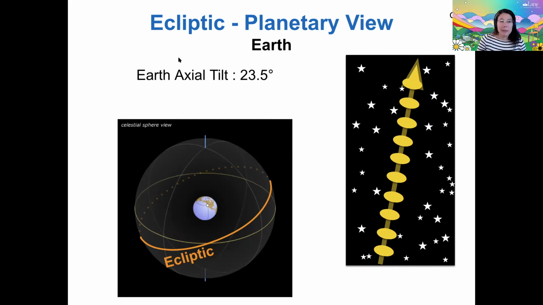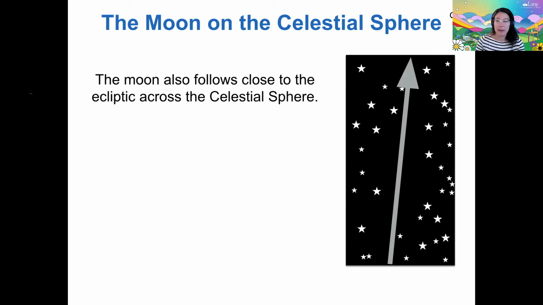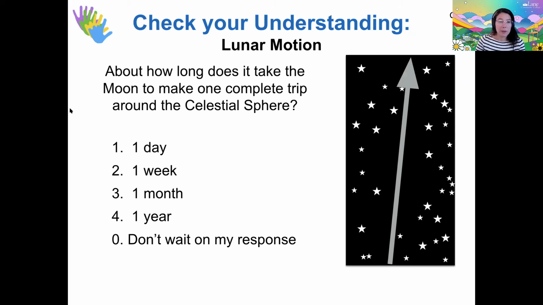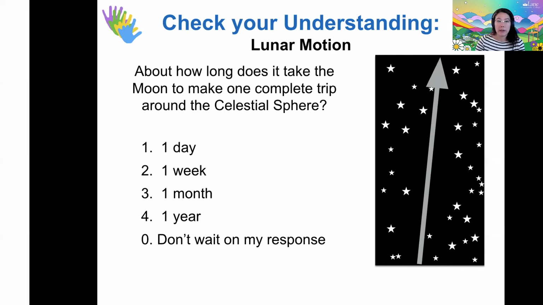Okay, and the ecliptic is really important. It's not just the sun that moves across the ecliptic. My slides are being really slow to advance again today. The moon also follows the ecliptic. And so as we watch the moon's path over the course of many nights, it also traces out that same path across the sky. So a question about lunar motion: how long would it take the moon to make one complete trip around the celestial sphere?